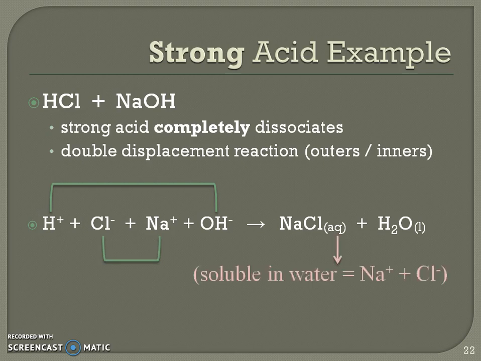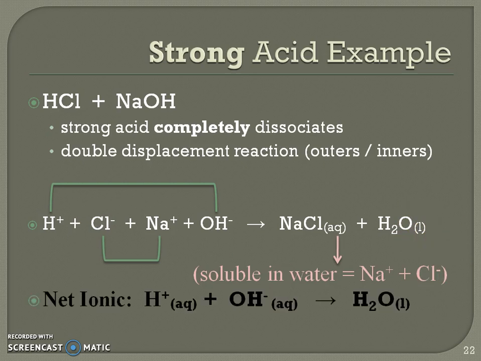Now remember that that salt is going to be soluble in water. So you have Na plus and Cl minus ions. So if that happens, your Na plus are spectator ions, your Cl minus are spectator ions, and your water, which is liquid, has to stay together as a liquid. So your net ionic equation is your H plus, your OH minus, yielding that water.